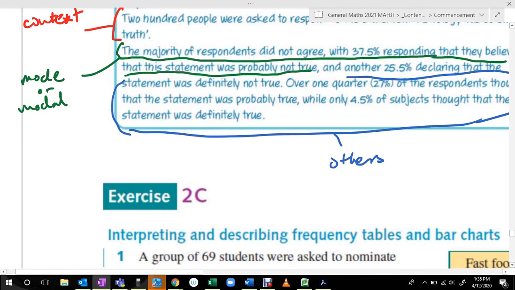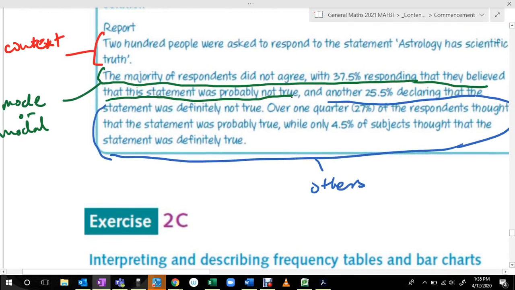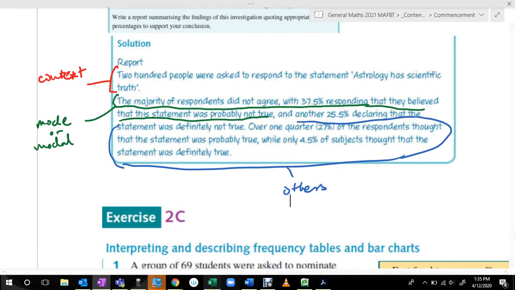Okay, so there's 3 things that you want to talk about. What's the context? What's the mode? And then tell me about the other ones. Okay, and you want to mention the numbers for each of them. Yeah, don't just tell me that it is this and then not give me the percentage or the number. And that is basically it for 2C for that one.